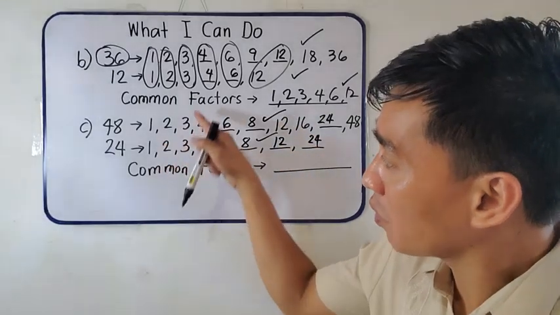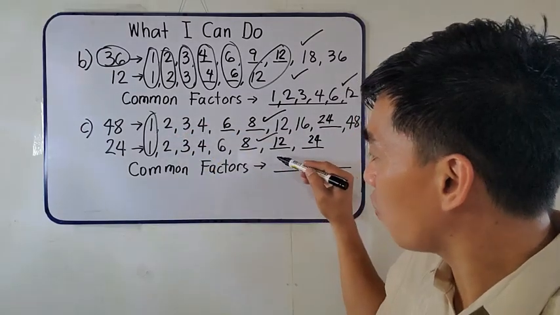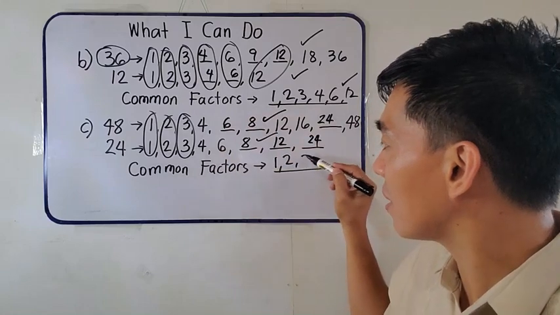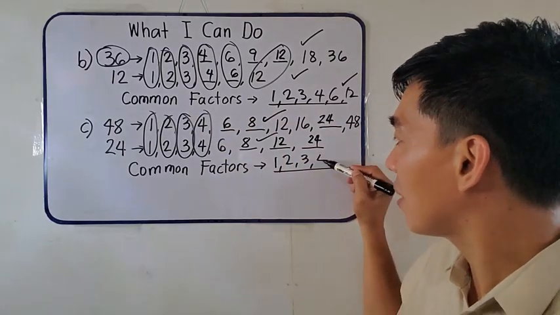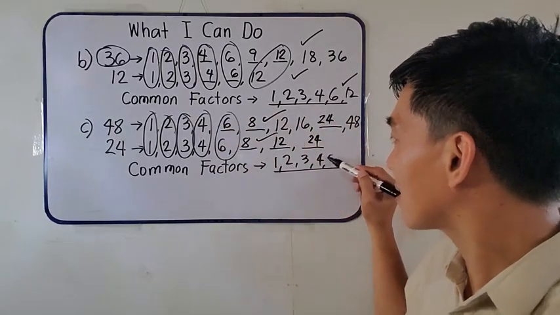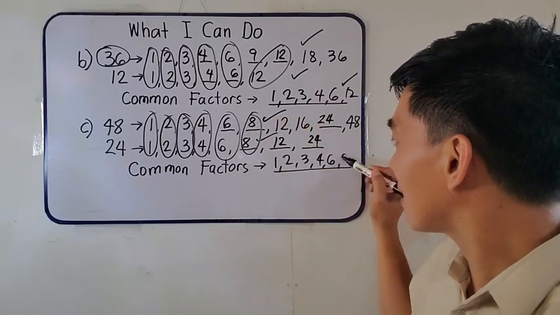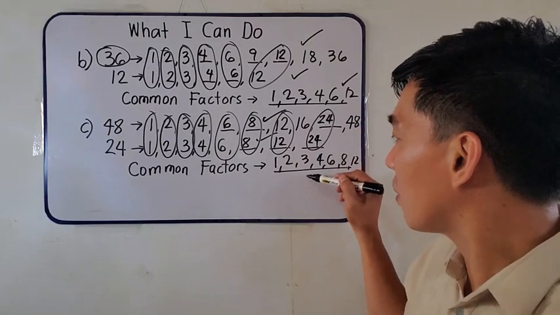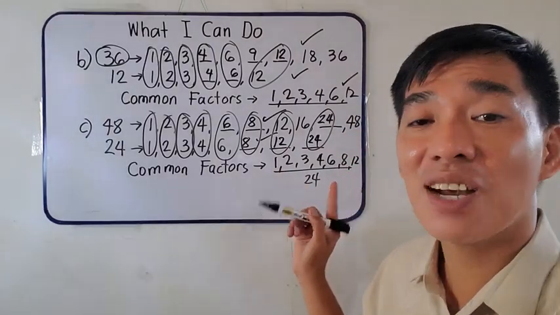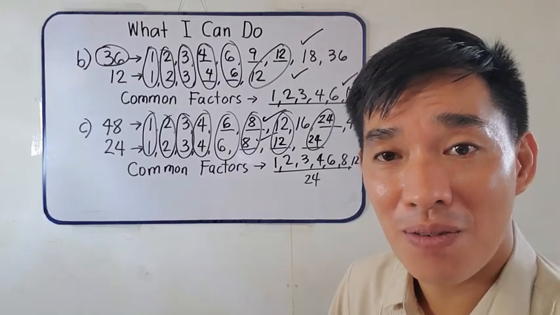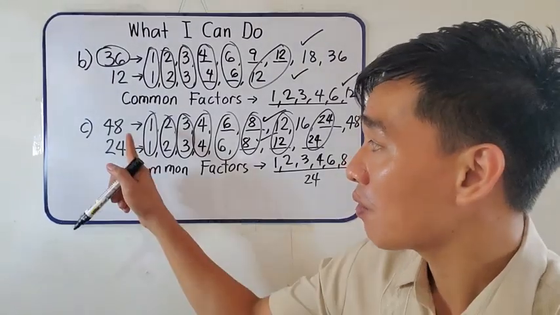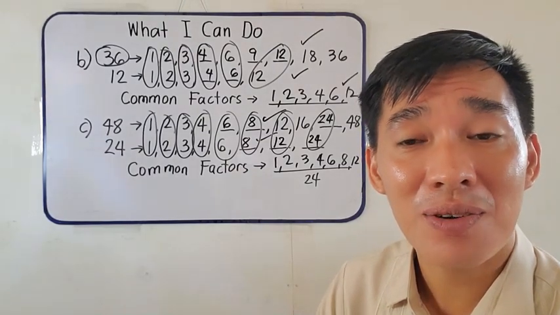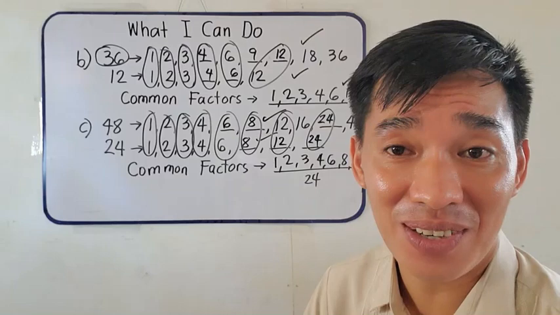Then, all we have to do is to get their common factors, which is 1, next is 2, next is 3, next is 4, next is 6, next is 8, next is 12, and finally 24. So this is the complete set of common factors for 48 and 24. Any question? Shall we proceed to letter D and letter E?